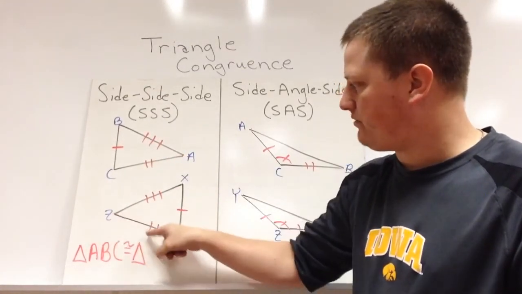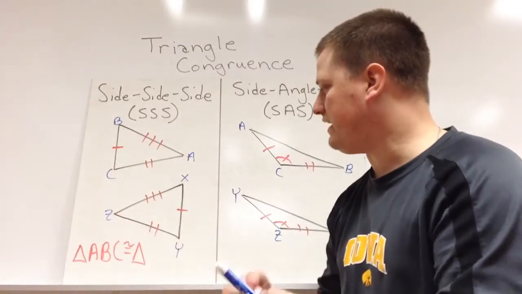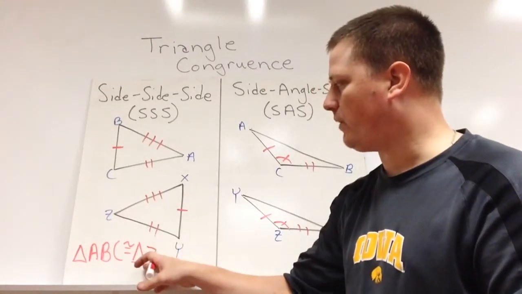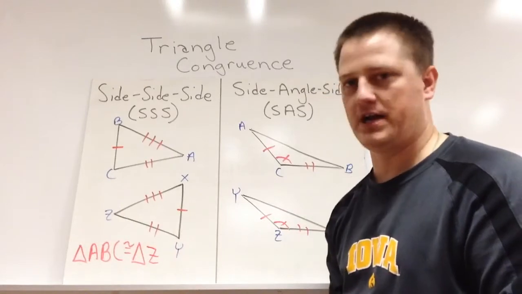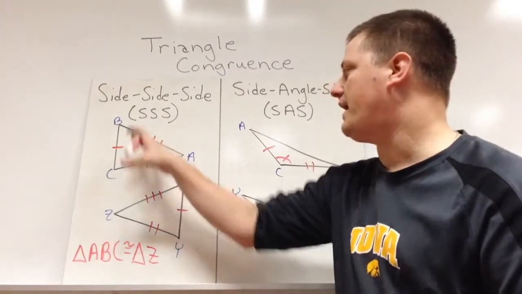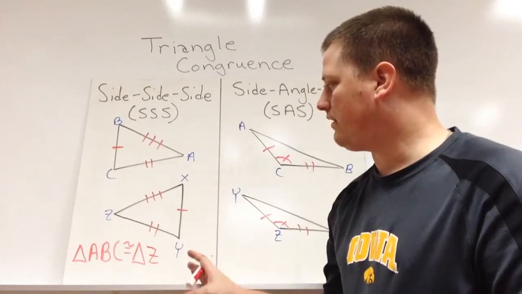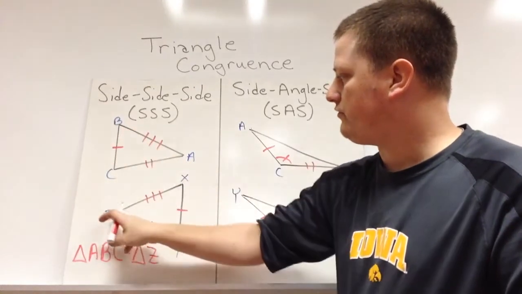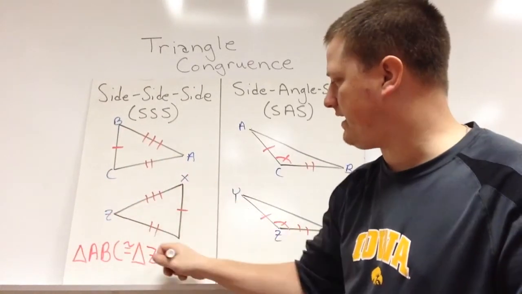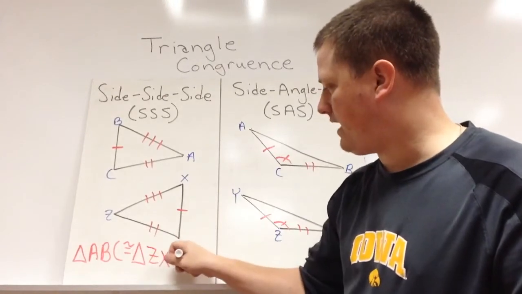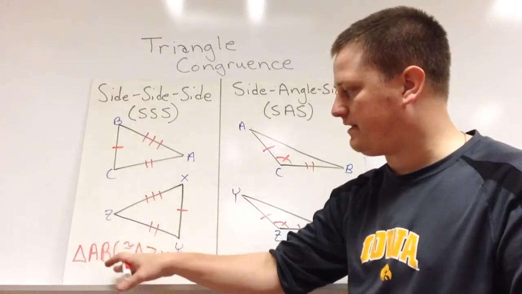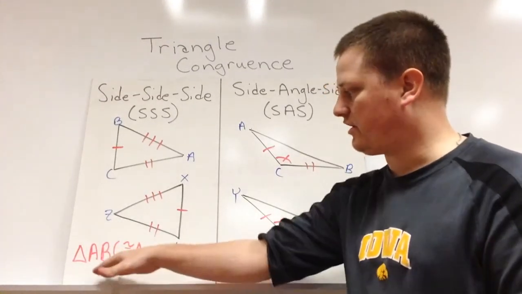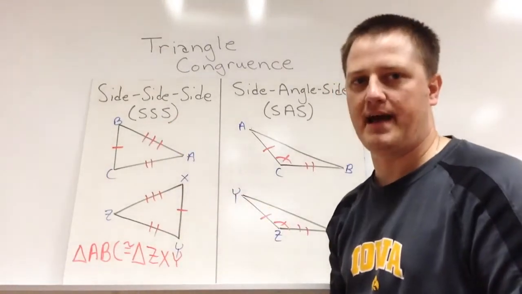Z is in the same spot between 2 and 3. So Z is our first point in our triangle based off of our first triangle. We have to match them up based off of how they're marked. From A we went to B, so we followed the 3 line. So from Z, we want to follow the 3 line. That's going to take us to X, which leaves us with Y as our last one. So this says triangle ABC is congruent to triangle ZXY. And that's a congruent statement based off of side, side, side.